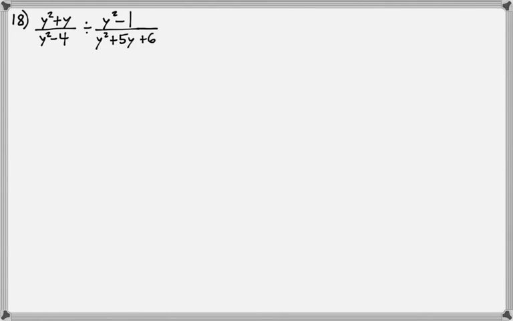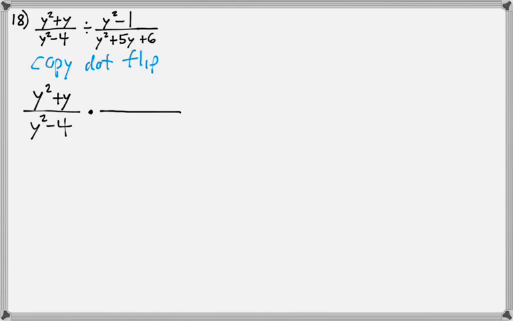Question 18, we are dividing the rational expressions. So my first step when dividing rational expressions is actually to change it to a multiplication question. So I want to copy dot flip. So I'm going to copy the first one, change it to a multiplication, and then flip the second one.